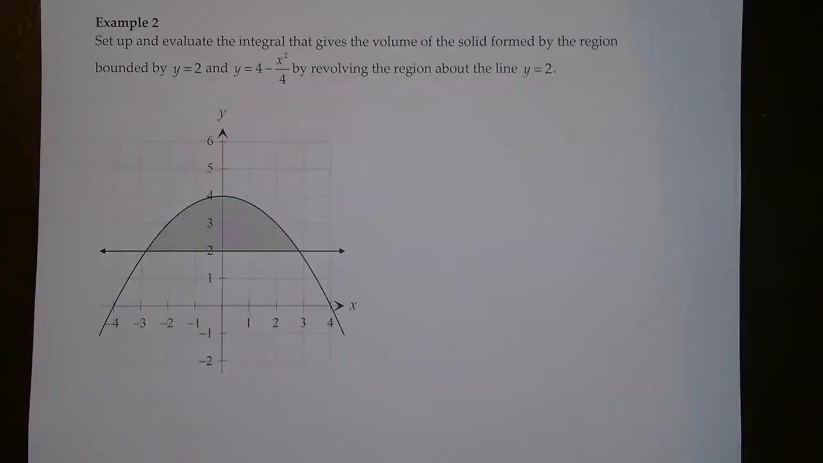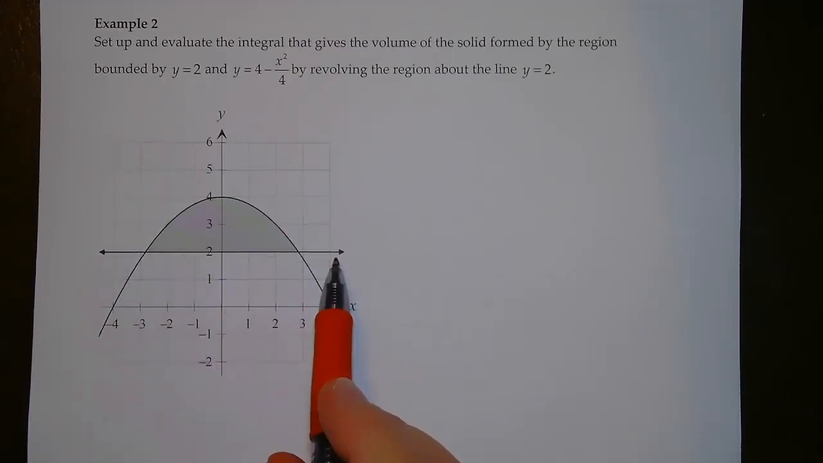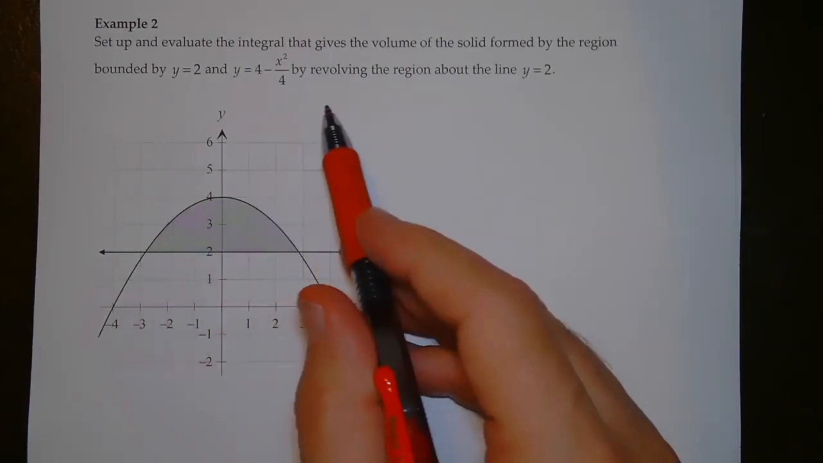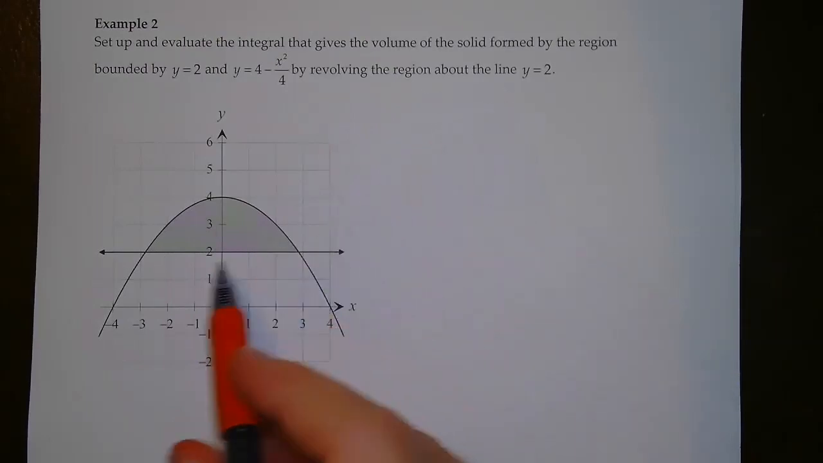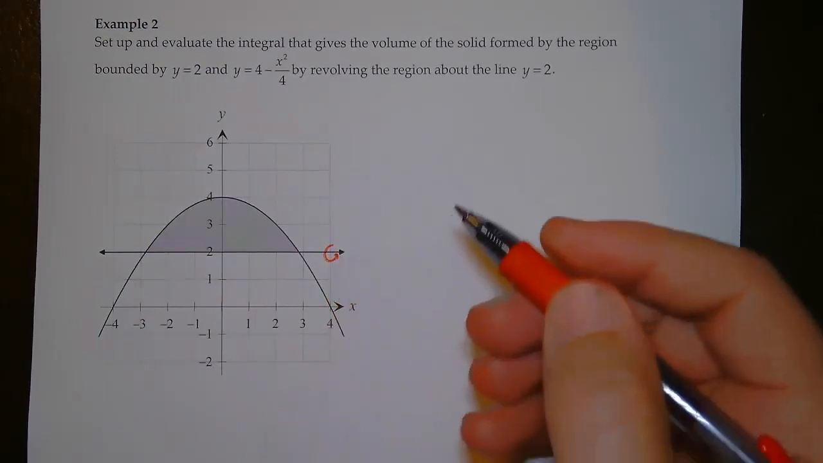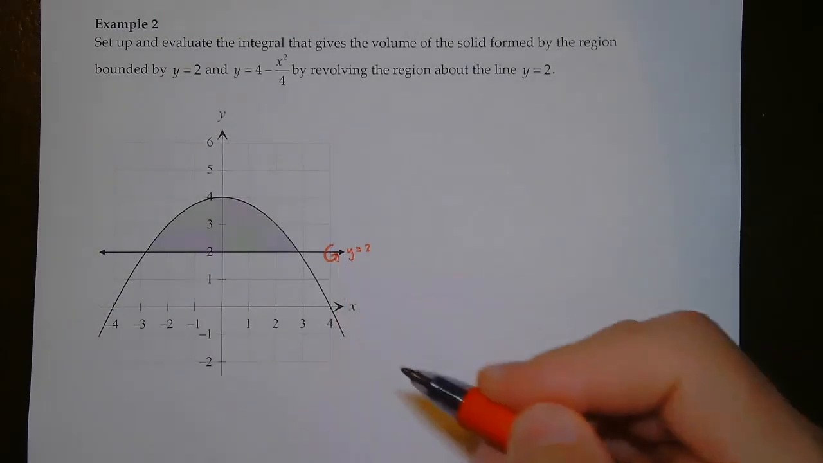For this next problem, we want to set up and evaluate the integral that gives the volume of the solid formed by the region bounded by the line y equals 2, that would be this one, and y equals 4 minus x squared over 4, that would be this one, by revolving this shaded region about the line y equals 2. This is our axis of rotation right here, so it is y equals 2.